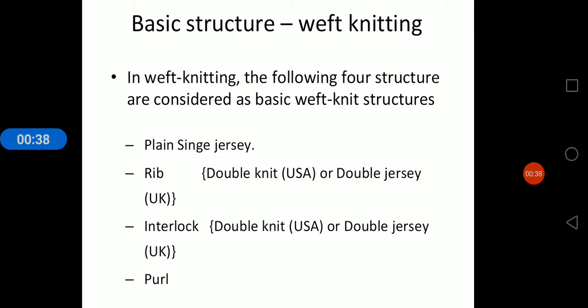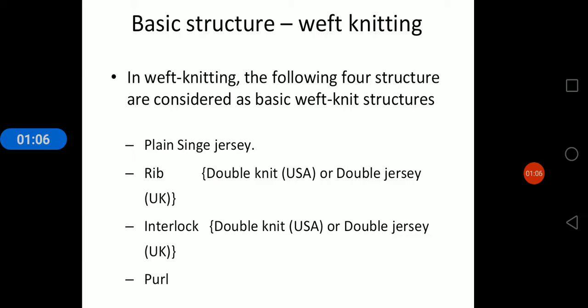And interlock, which means double knit in the USA or double jersey in the UK. And another structure is purl. These four structures, plain single jersey, rib, interlock and purl, are very useful for weft knitting machines. In plain single jersey there are two types: single jersey and double jersey.